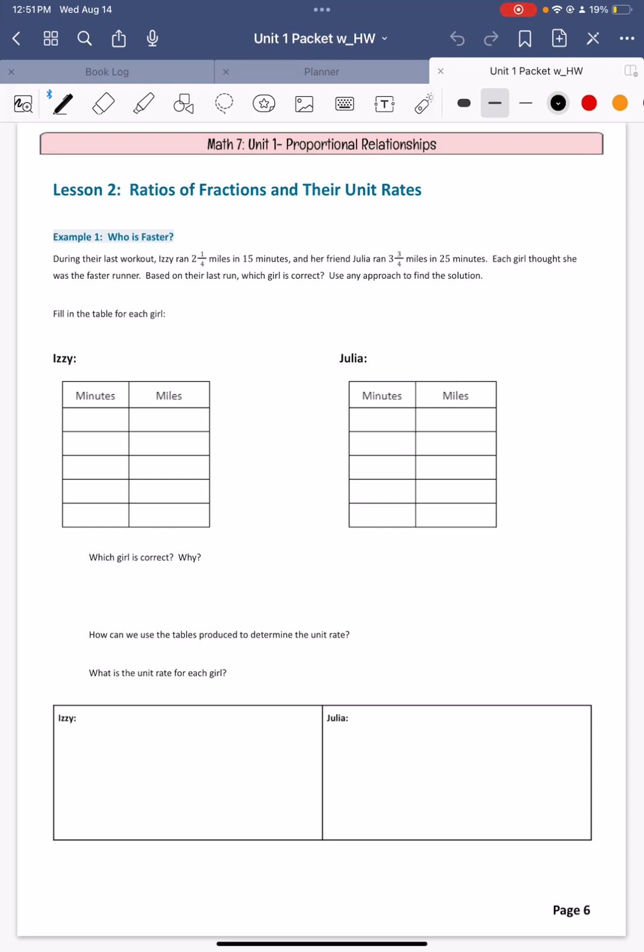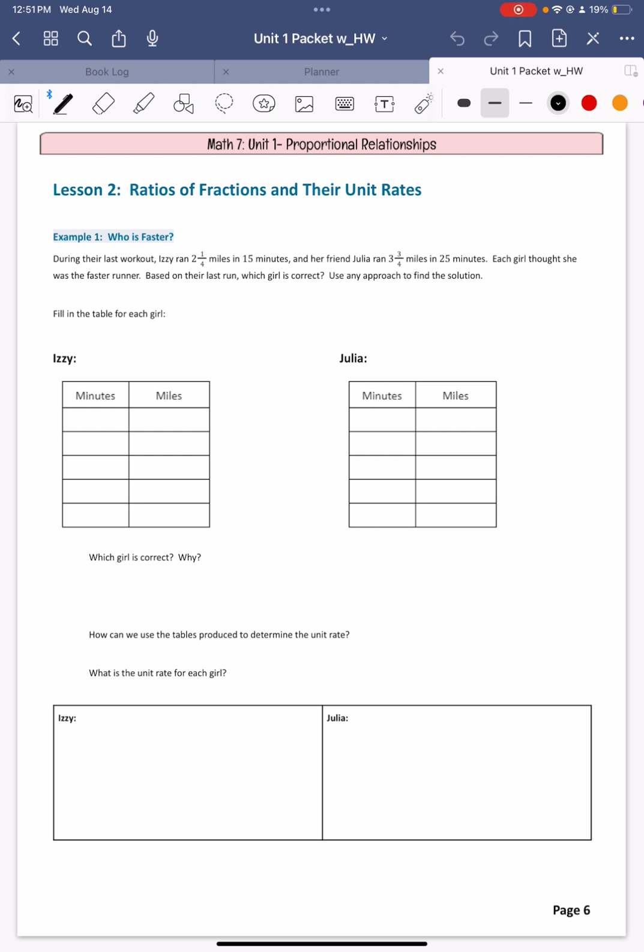All right, we are on Unit 1, Lesson 2. This is going to be ratios of fractions and their unit rates. So we're going to continue with what we were doing in Lesson 1, but talk a little bit more about what happens when we start comparing fractions and finding unit rates.